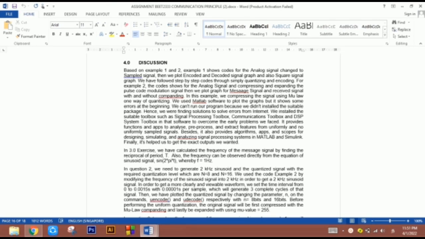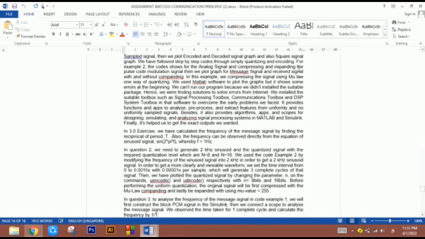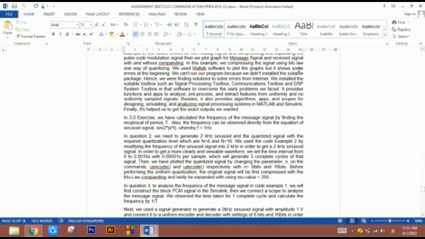The frequency can be observed directly from the equation of the sinusoid signal, sin 2 pi t, whereby the frequency is 1 Hz. In order to get a clearer and more viewable waveform, we set the interval from 0 to 0.0015 seconds with 0.00001 seconds per sample, which will generate 3 complete cycles of that signal.